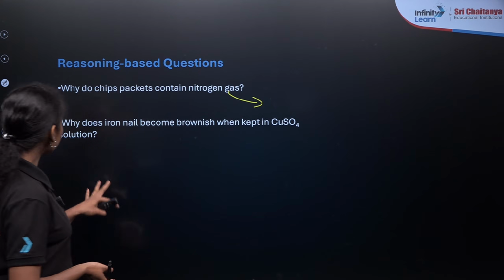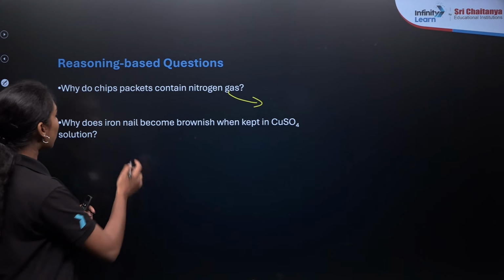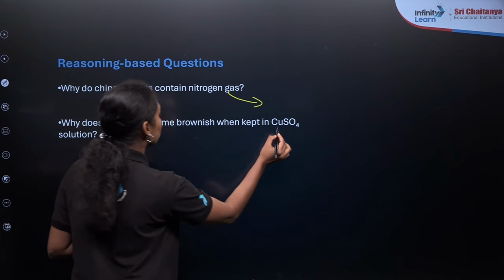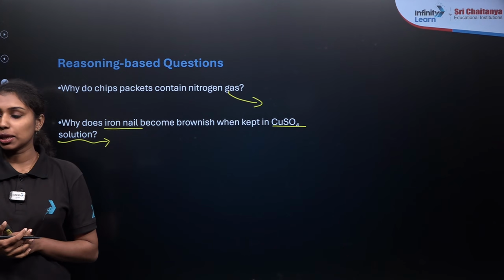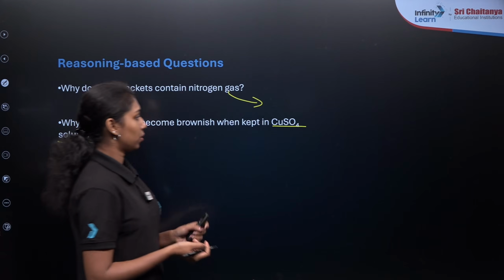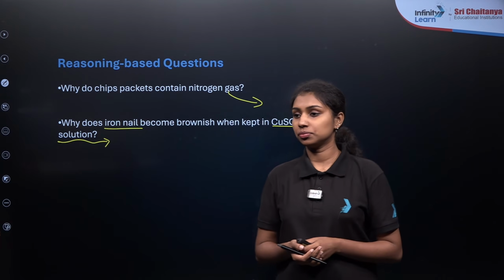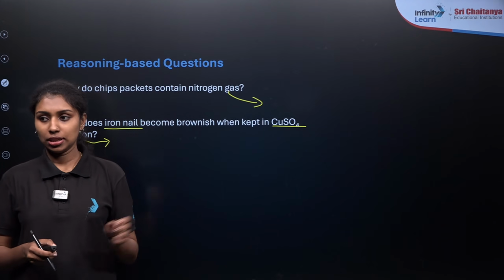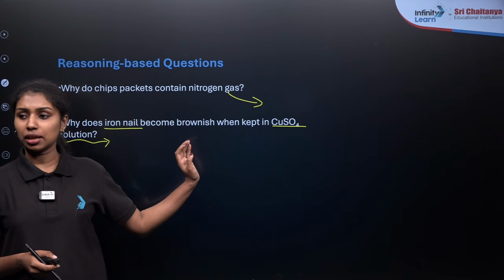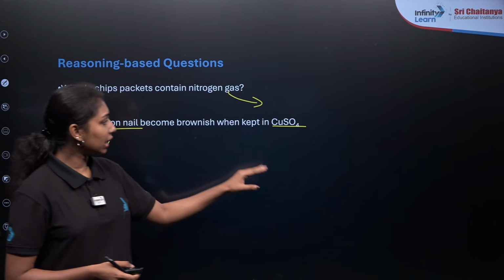Then what about the second question? Why does an iron nail become brownish when kept in copper sulfate solution? Can you please explain in terms of the chemical equation or the chemical reaction? So this question is again based on the displacement reaction or the reactivity series.